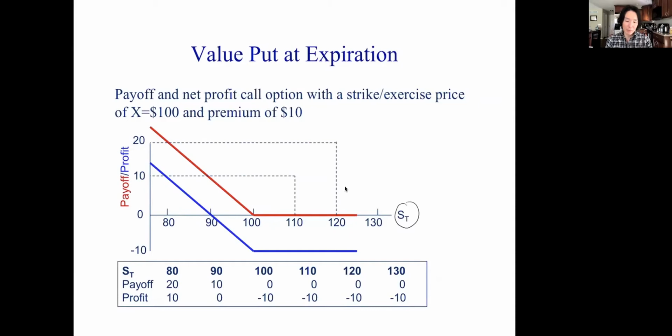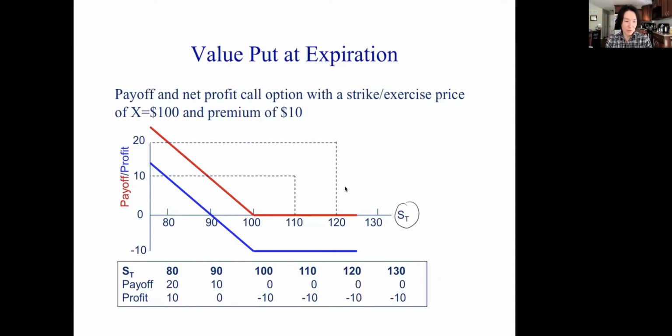Okay, and it's a put option. So when the stock price goes down, you make money. Because the strike price is 100, if the stock price goes below 100, then you begin to earn money, right? And how much? It goes along the 45 degrees line.